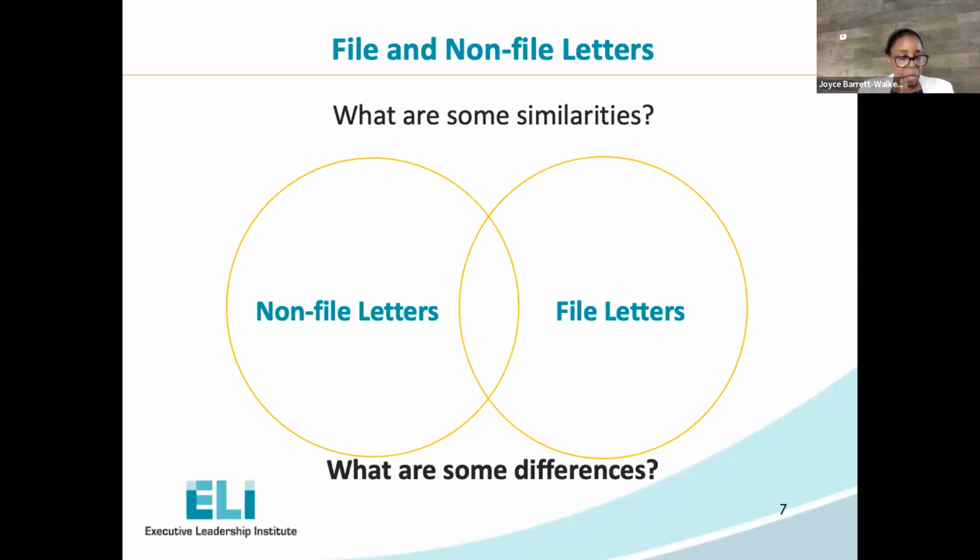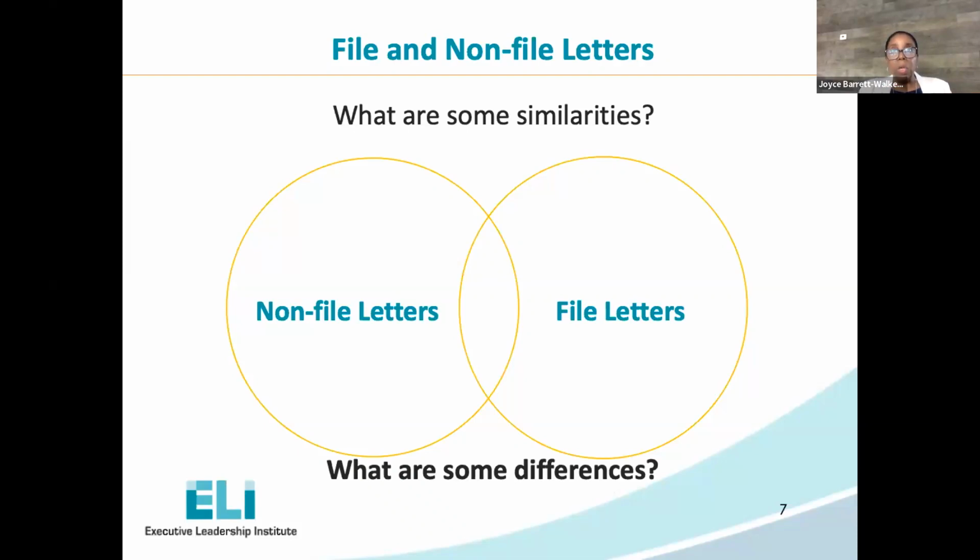Now, any letter that goes into the file is an outgrowth of an investigation. It's an outgrowth of an investigation, and it must be written within 90 days of the incident. That's for your file letter. That's 90 days exclusive of vacation. So we have to make sure it's clear which is a non-file letter and which is a file letter.